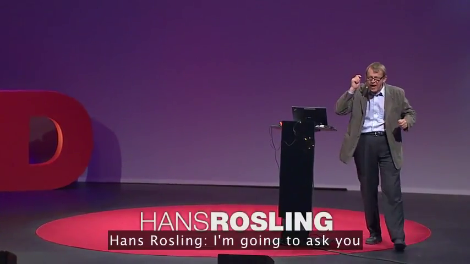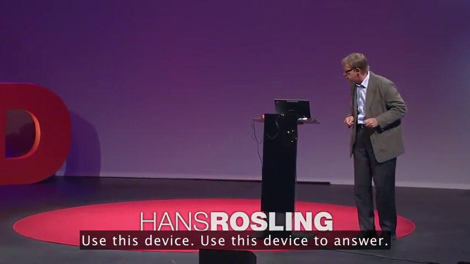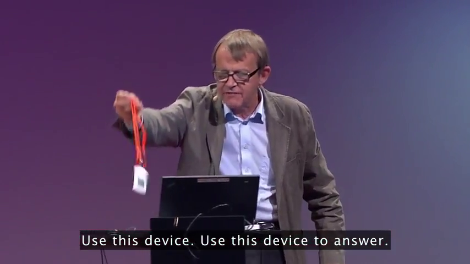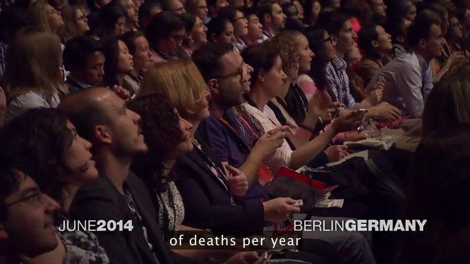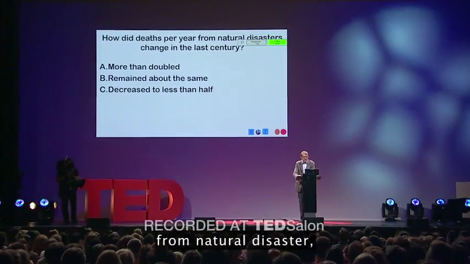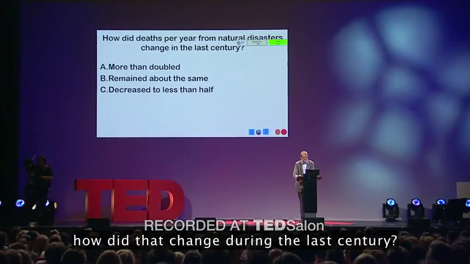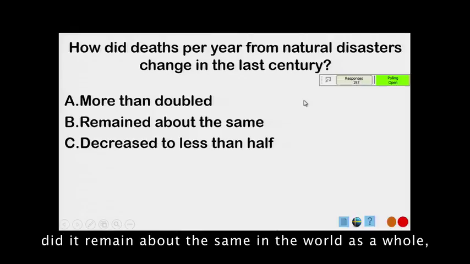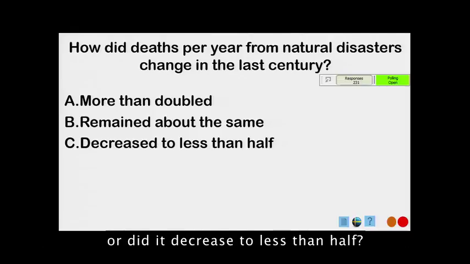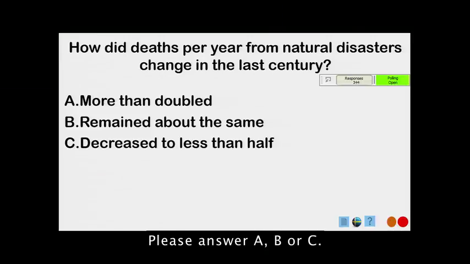I will ask you 3 multiple choice questions. Use this device to answer. The first question is, how did the number of deaths per year from natural disaster change during the last century? Did it more than double? Did it remain about the same in the world as a whole, or did it decrease to less than half? Please answer, A, B, or C.